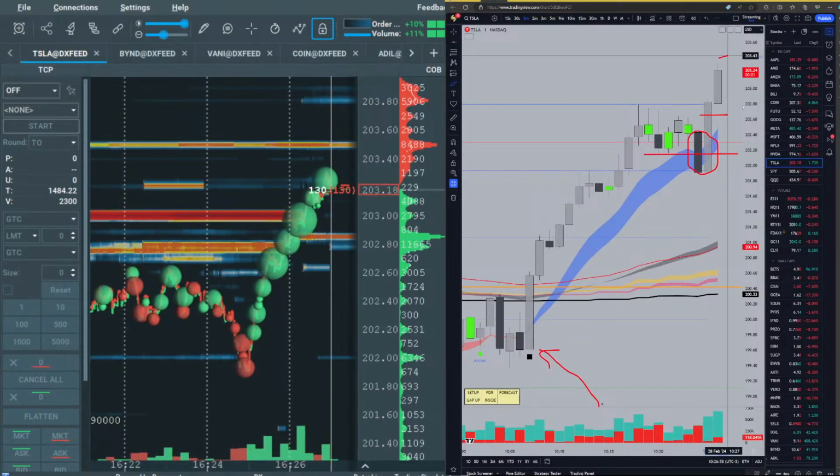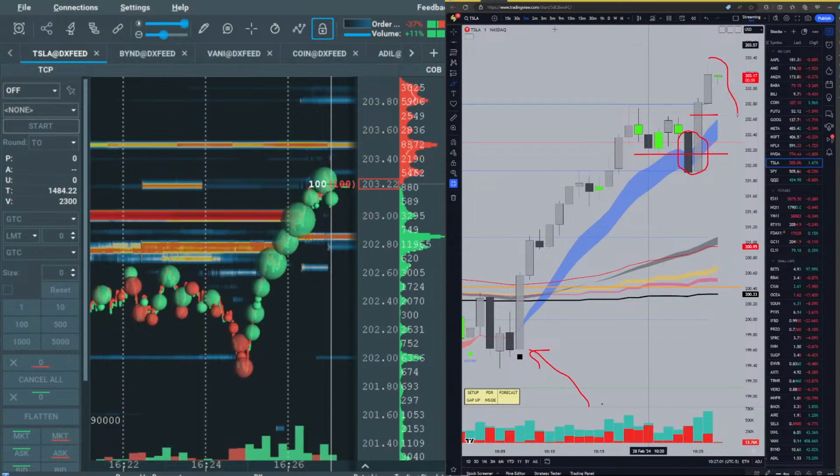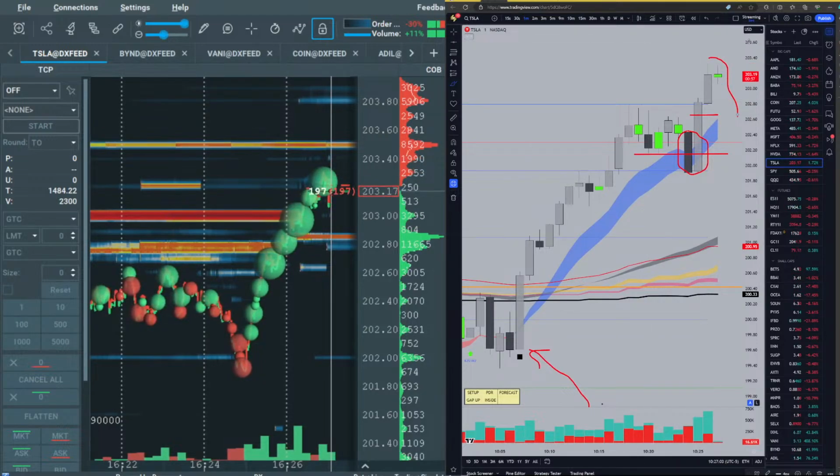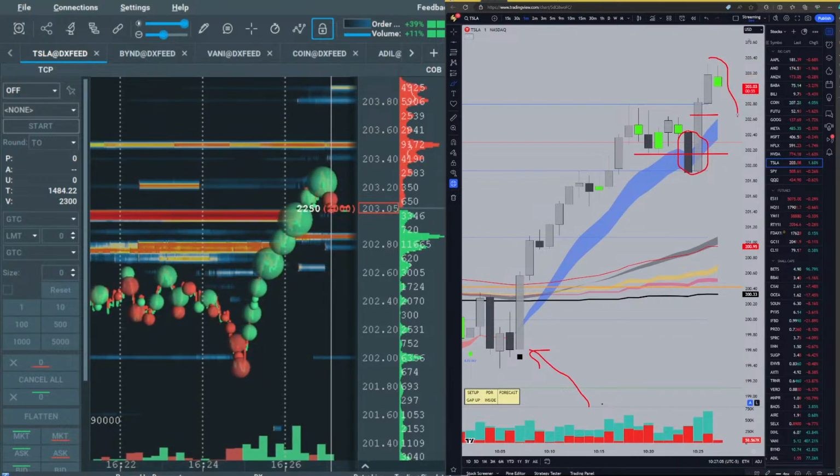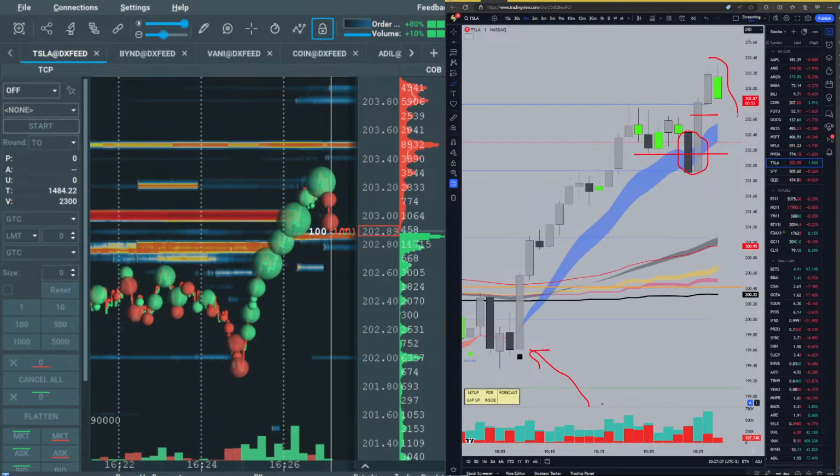Now we're simply holding this. If the price fails, we're going to risk maximum break even. First target is going to be 203.80. Okay, so we're moving our stop loss to break even.